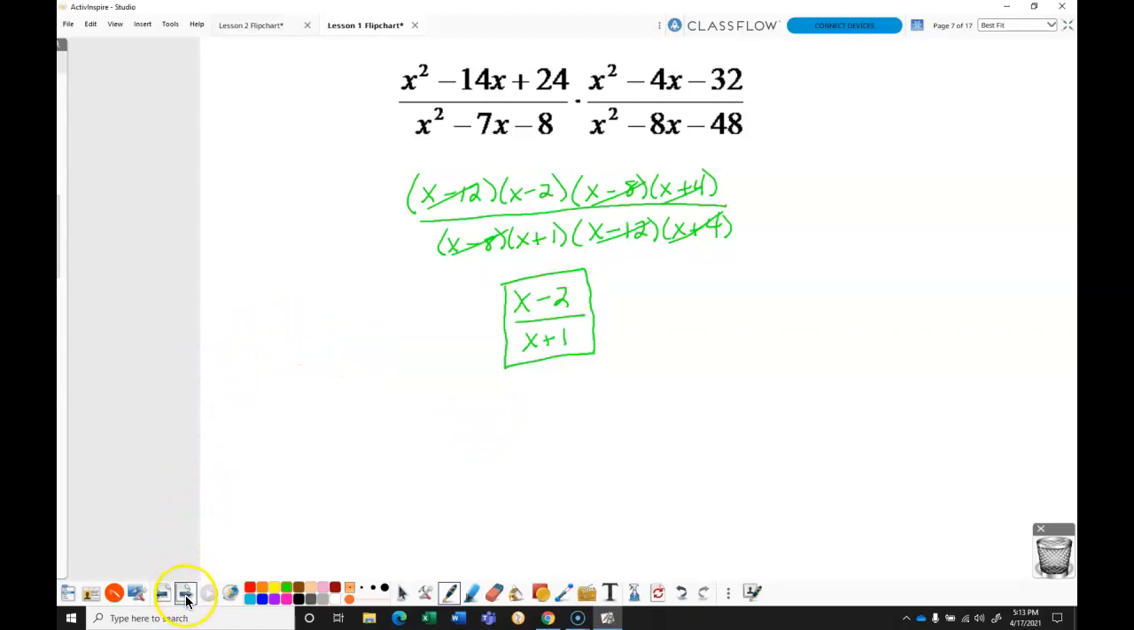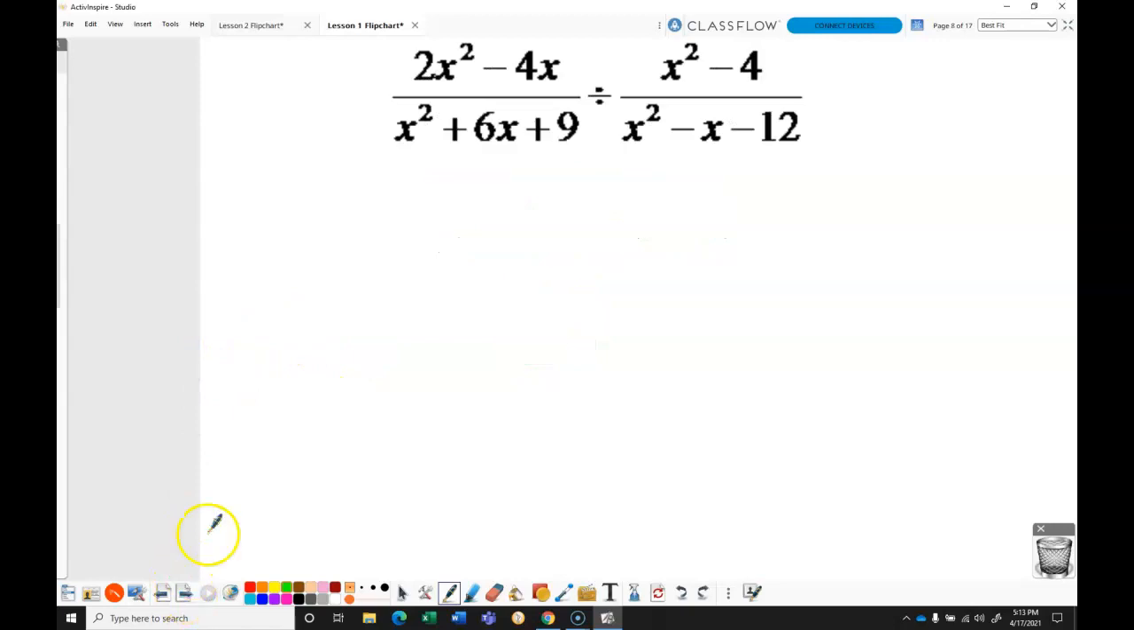Okay, let's try again. Remember, this one has division. So the very first step you're going to do is recopy it with multiplication and then reciprocate the second. I'll show you this step, and then you should take some time to figure it out on your own.